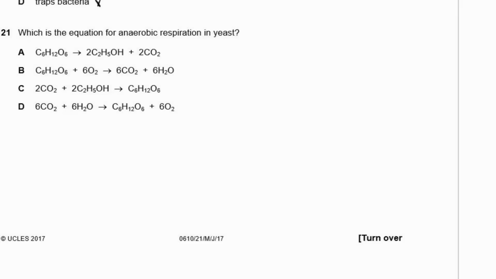Question 21. Which is the equation for anaerobic respiration in yeast? So yeast produce ethanol. So this is the molecule of ethanol, C2H5OH. And C2H5OH. So ethanol is being produced. So it has to be A. It's on the right-hand side of the reaction. This reaction, glucose plus oxygen, produces carbon dioxide plus water. That is respiration. And carbon dioxide plus water produces glucose plus oxygen. That is photosynthesis.